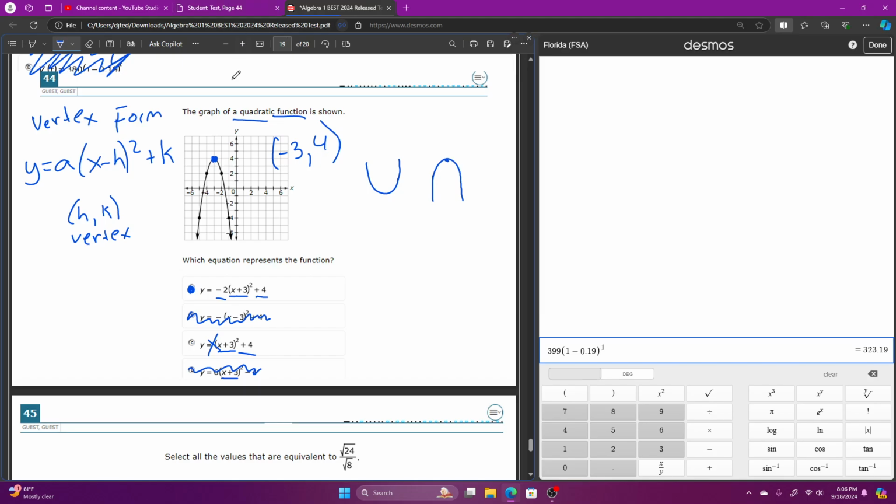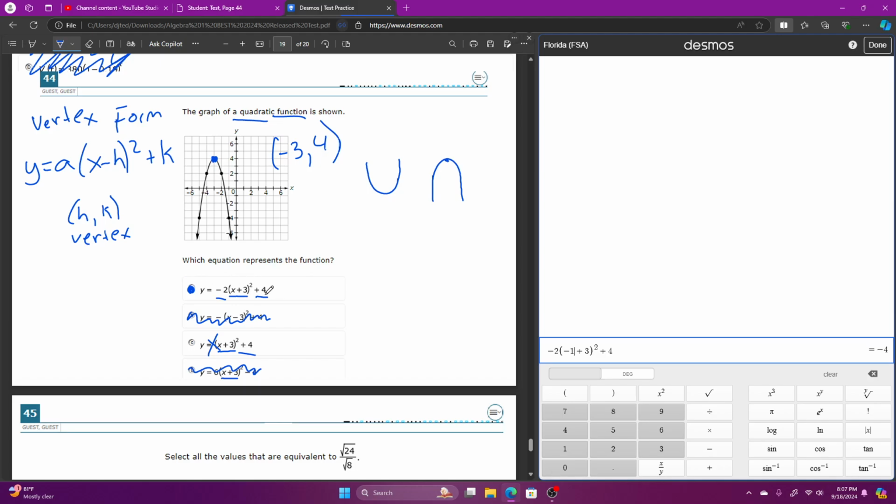And you can also check a couple more points on the calculator and make sure that they work. -2 times x plus 3 squared plus 4. And then we said when x was -3, y is 4. And that's what we got. Another point, when x is -2, y is 2. When x is -1, y is -4. And that's what we got.